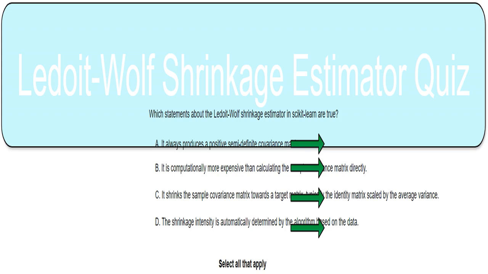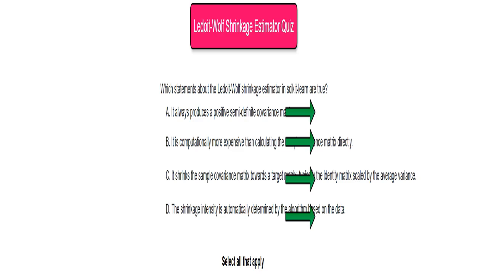This quiz tests your knowledge of the Ledoit-Wolf shrinkage method, a technique used to estimate covariance matrices, especially useful when dealing with lots of variables. We'll look at several statements about this method and decide which are true. I'm asking you to identify which of the following statements correctly describe the Ledoit-Wolf shrinkage estimator. Think about its properties and how it works.